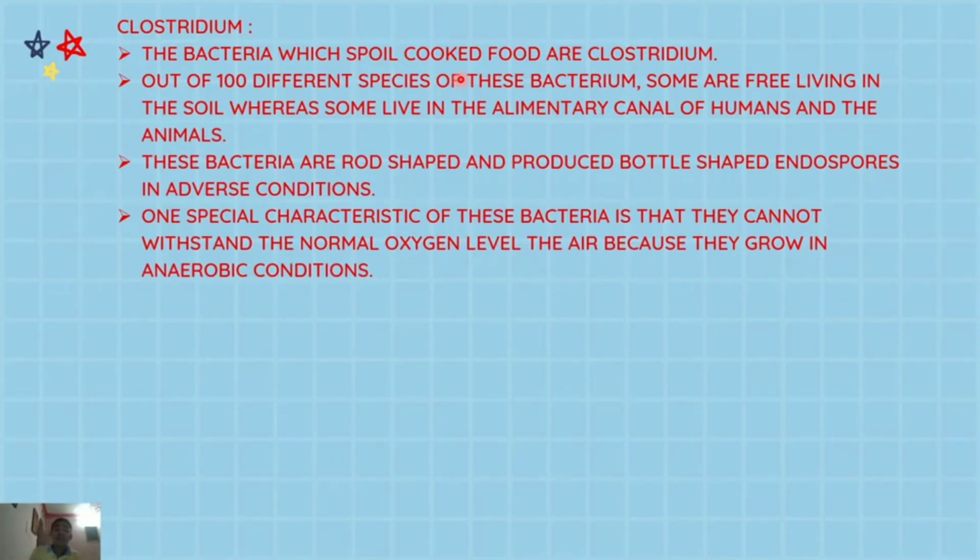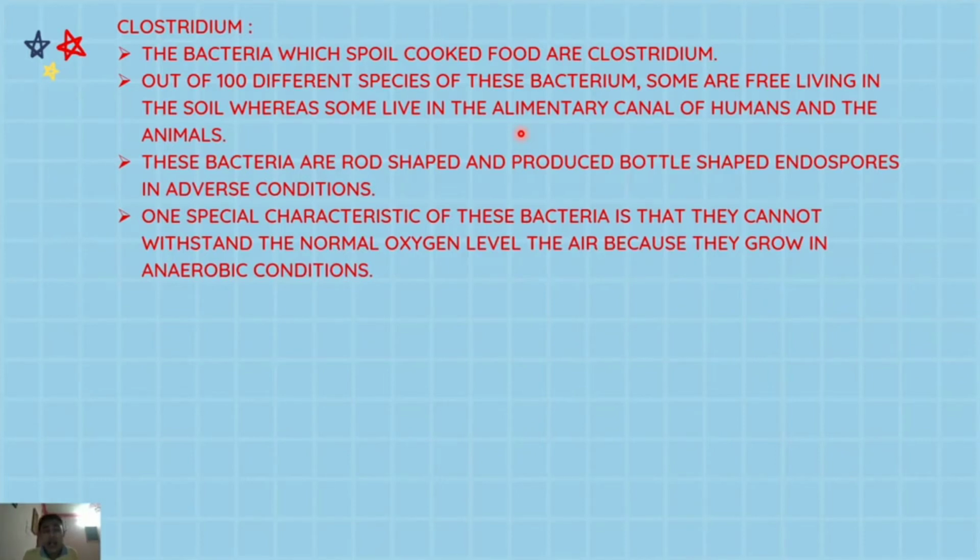Now out of 100 different species of this bacterium, some are free living in the soil, whereas some live in the alimentary canal of the humans and the animals. So there are almost 100 different species of these bacteria, Clostridium. Some of the bacteria from this class are living in the soil, whereas some live in the alimentary canal of humans and the animals. So this type of bacteria is found in our body also, and that is not good for our health.